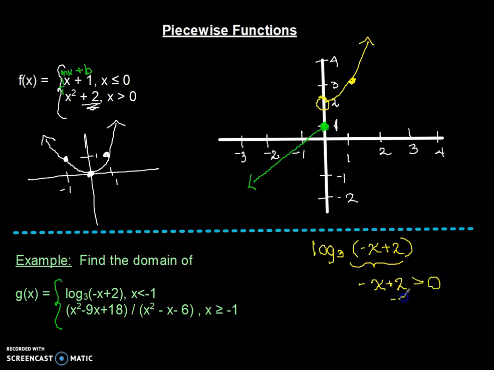And I'm going to subtract 2. I have negative x is greater than negative 2. Then this is being multiplied by negative 1, so I divide both sides by negative 1. And I don't know if you remember this on inequalities, but when you are getting rid of a negative by multiplying or dividing, the inequality will flip. So this is actually going to be x is less than 2.